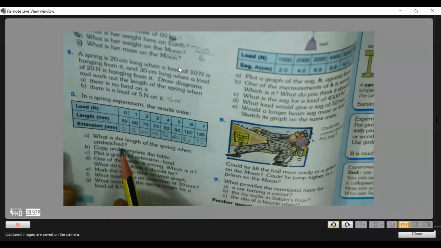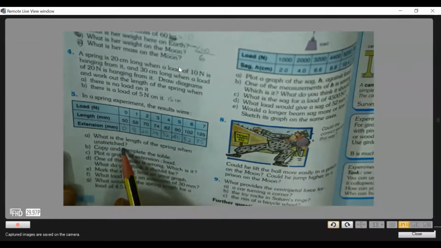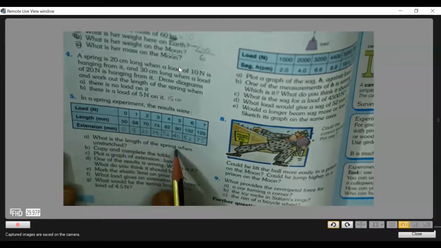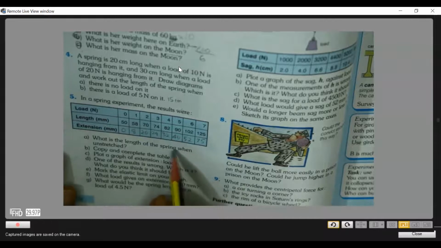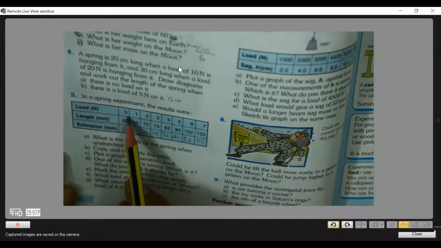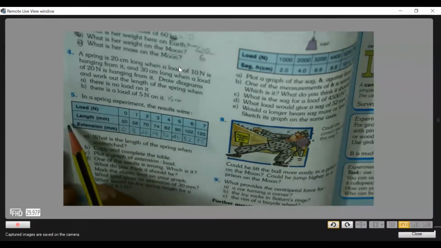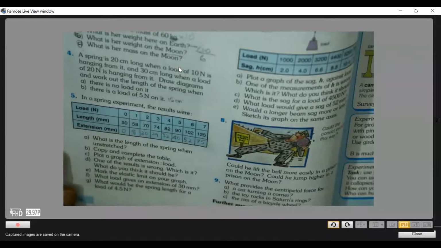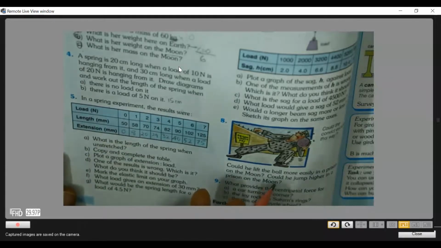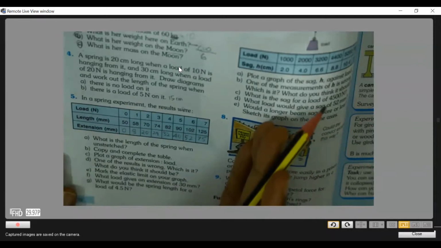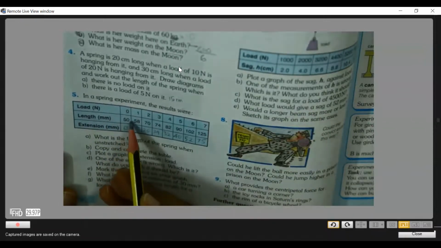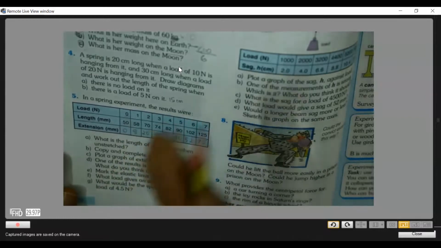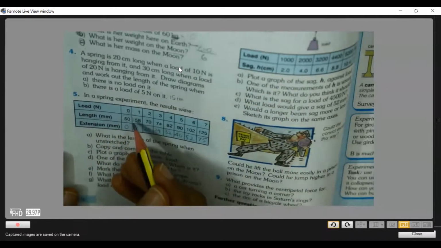Yes, Javeria? 50. Right. How did you figure that out? Well, because in the table it shows that there's zero load, so it means that there's no extension, and so it should be 50 millimeters. Right, right. So I hope everybody understands that. Everybody is clear on that. When there is no load, the actual length is what you're going to have, as you're reading.